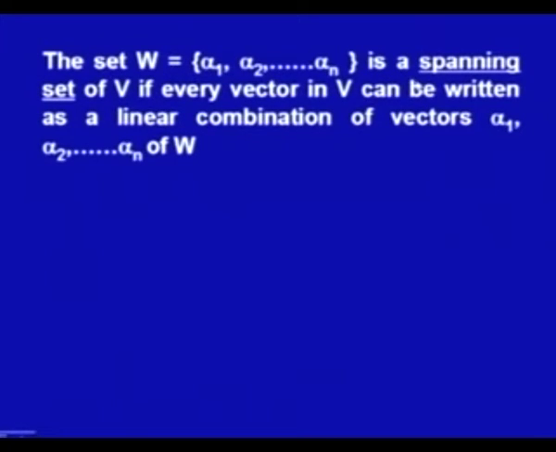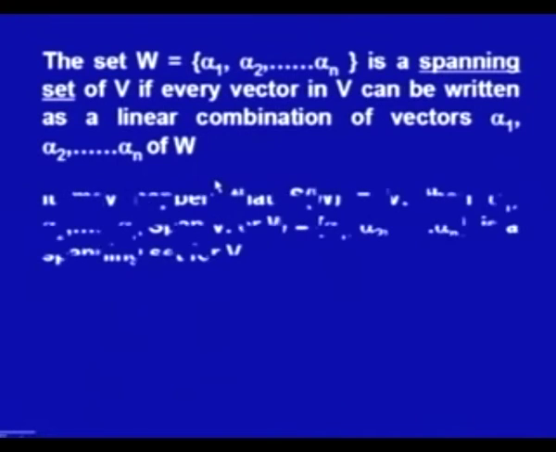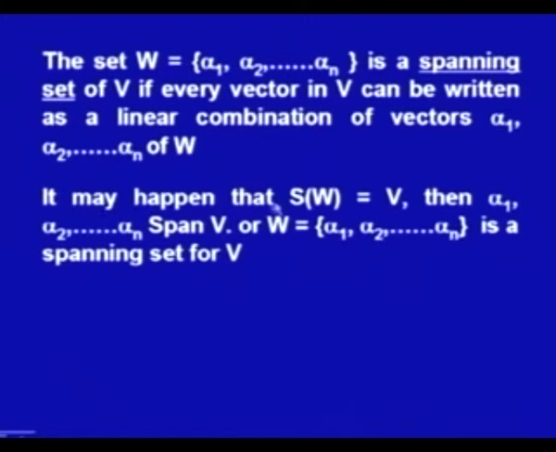Now, the next definition is that a set W is a spanning set of V if every vector in V can be written as a linear combination of vectors alpha 1, alpha 2, alpha n of W. It may happen that SW is equal to V, the span of W is V. Then alpha 1, alpha 2, alpha n actually span V, or in other words, W equal to alpha 1, alpha 2, alpha n is a spanning set for the vector space V.